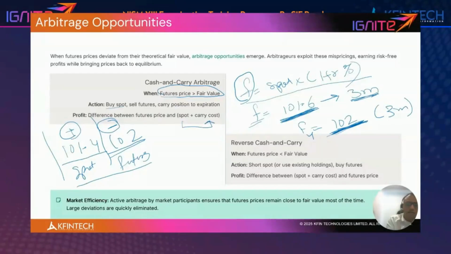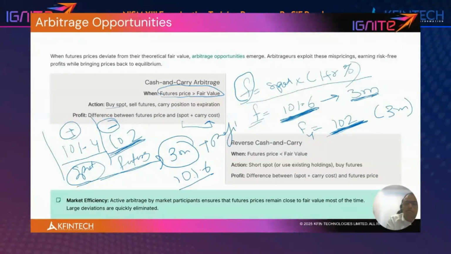So after 3 months, the spot will converge to 101.6 because that is its fair value from here. And you have already sold this asset at 102. That means the difference between this and this is your profit, because you are able to sell an asset at 102 whose fair value is 101.6. Reverse cash and carry arbitrage is when the futures price is less than the fair value, the opposite of this.